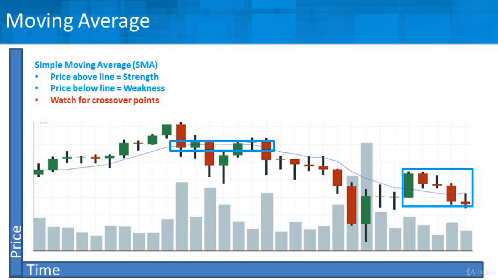Now, if we look at the first blue box here on the left, right at the top of where the green is, you can see this is the first point where you're now starting to see prices, the candlestick, opening and closing, starting to cross the line.